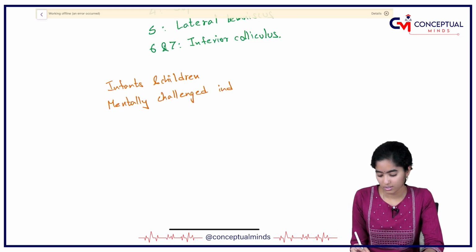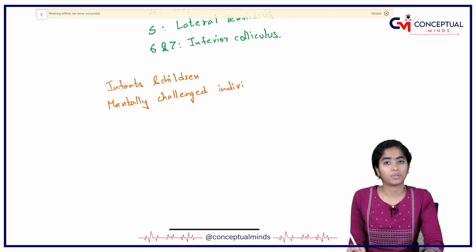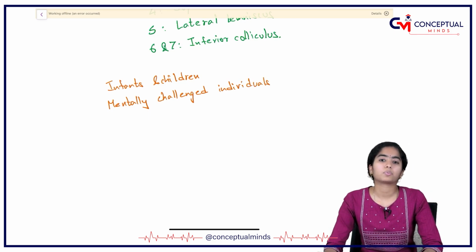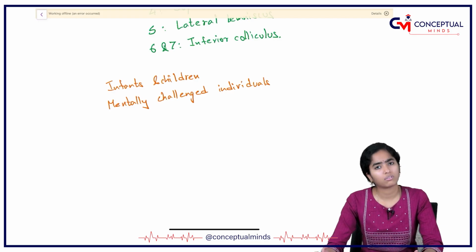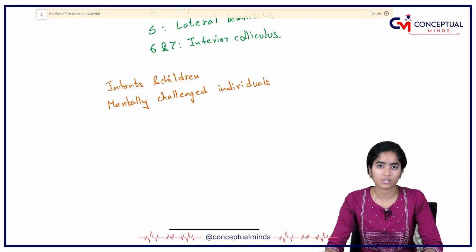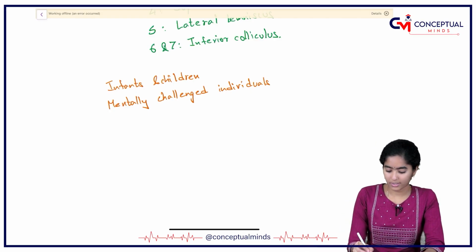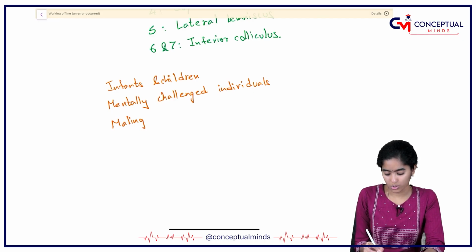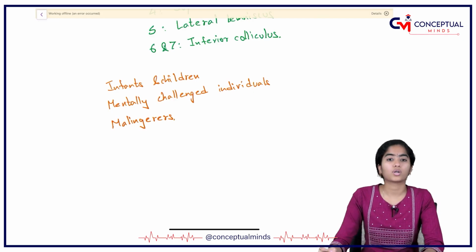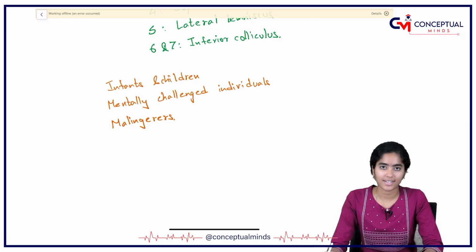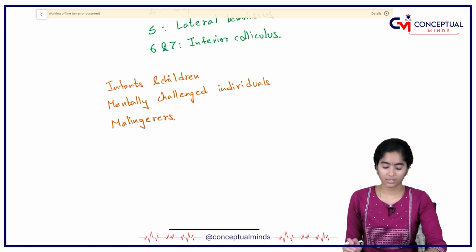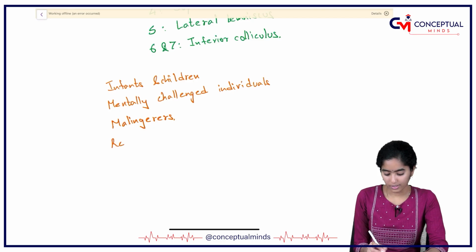Such as, say, children with cerebral palsy, or some multiple sclerosis patients, or low IQ due to any genetic cause. In any of them, this can be used. And another important point is it can be used in malingerers also, because they cannot cheat in this test. And this is diagnostic of retrocochlear pathologies.